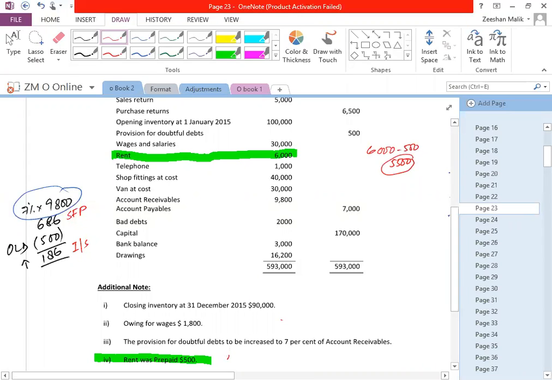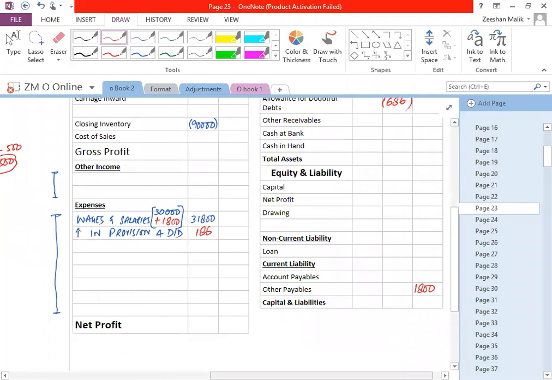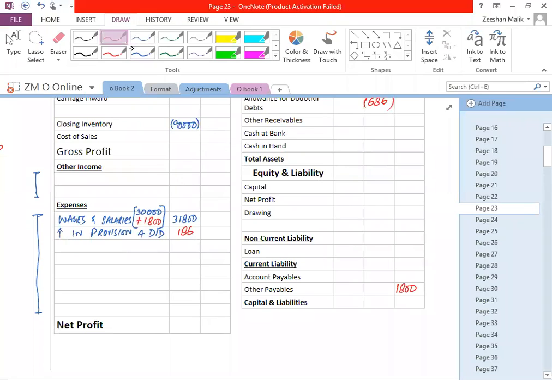और प्रीपेड हमारा क्या होता है? करंट एसेट्स. प्रीपेड हमारा क्या होता है? करंट एसेट. और उसका नाम है अदर रिसीवेबल्स.